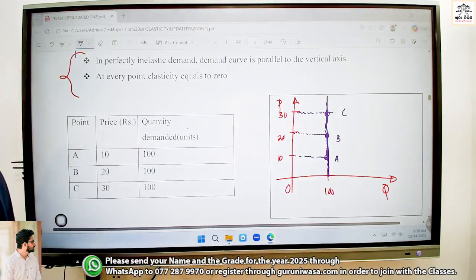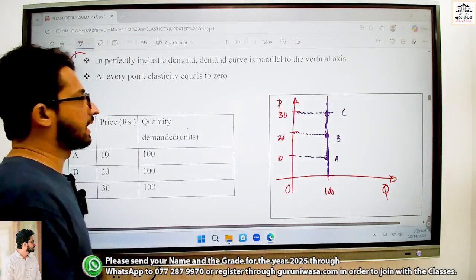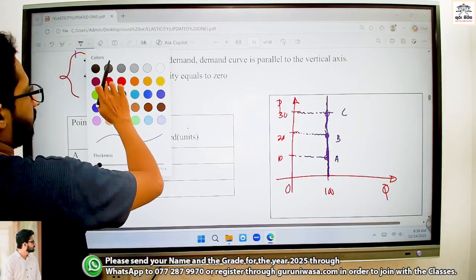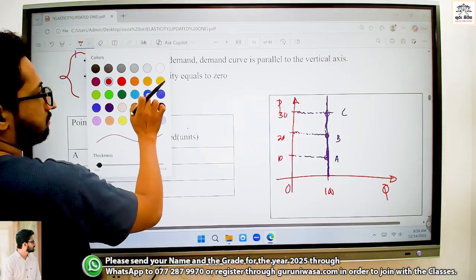Now this is also a demand curve. Right? Capital D, the demand curve. D.